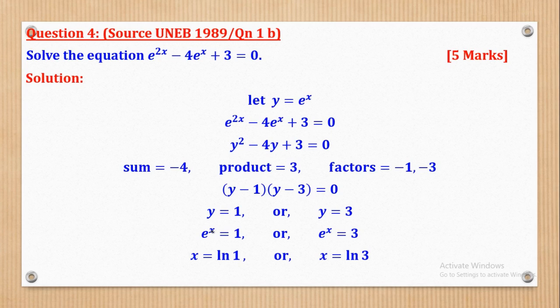So to make x the subject, x will be equal to ln 1, and here x will be equal to ln 3. I believe by now you have already covered natural logarithms and calculus. So ln 1 will give you 0, and ln 3 will give you 1.0986.